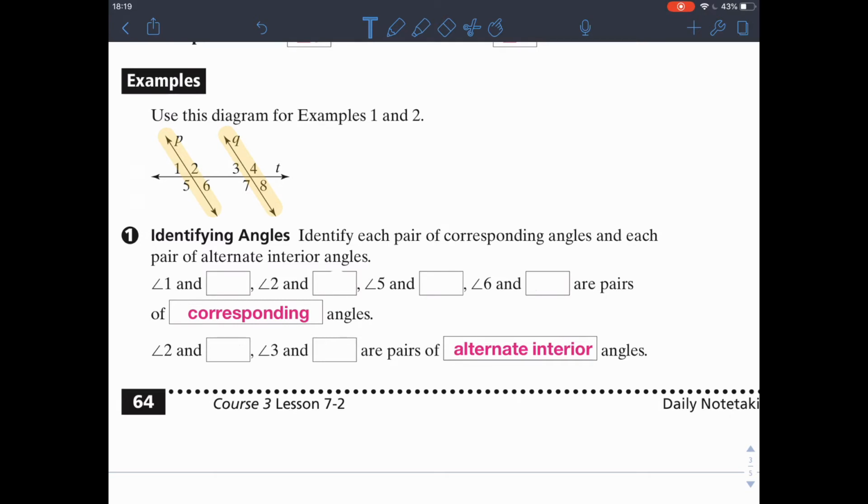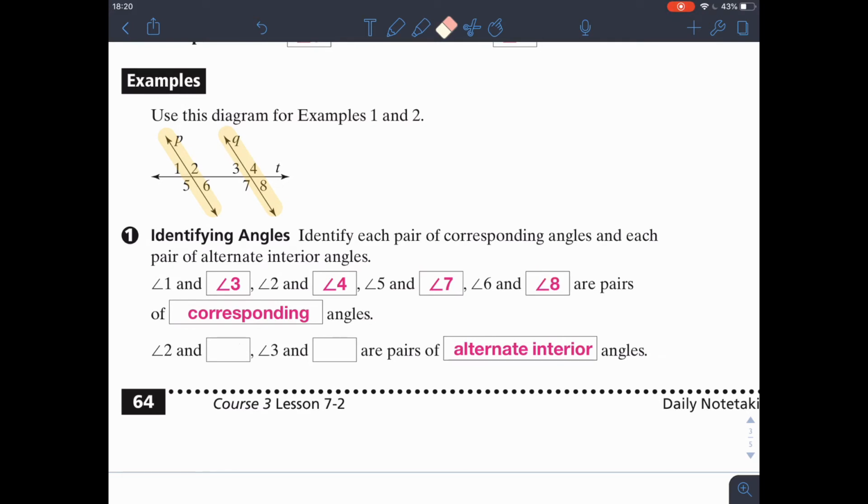So I've got my two parallel lines P and Q here. I want to think about sliding sideways from P to Q. So if I slid angle 1 over to Q, it would be in the same spot as angle 3. If I do that with angle 2, its corresponding angle would be 4. 5's corresponding angle would slide over to 7. And 6 would correspond with angle 8.